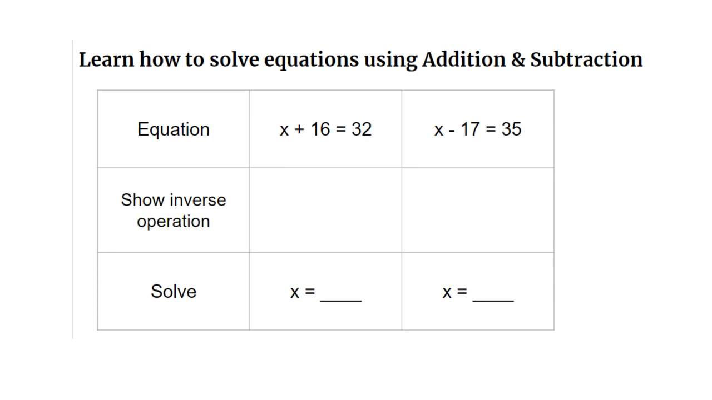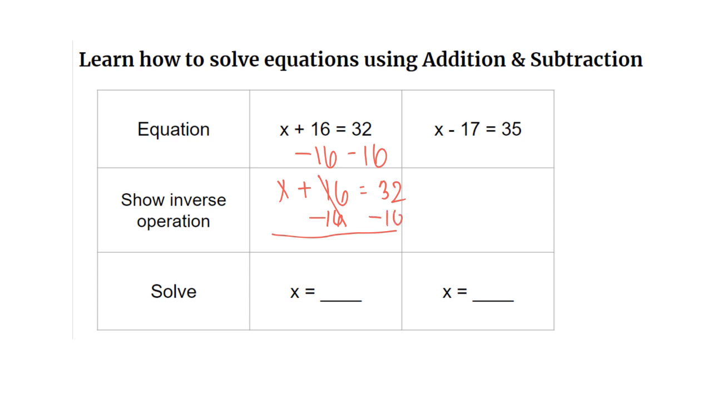To show the inverse operation, I'm going to show the opposite of plus 16. So I'm going to show minus 16 to both sides. Whatever I do to one side of the equation, I will also have to do to the other. The reason I'm showing this is because I want to make sure x can be by itself. So when I show the inverse operation, a positive 16 and a negative 16 are able to cancel out, and that's just what I wanted.